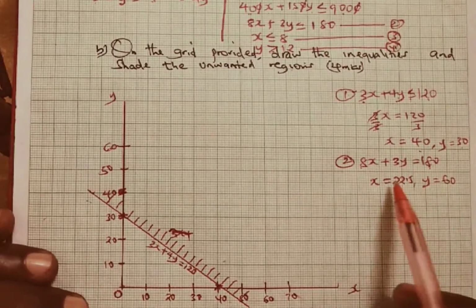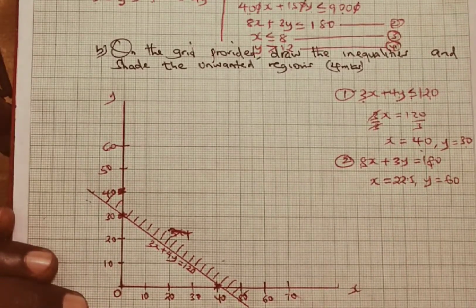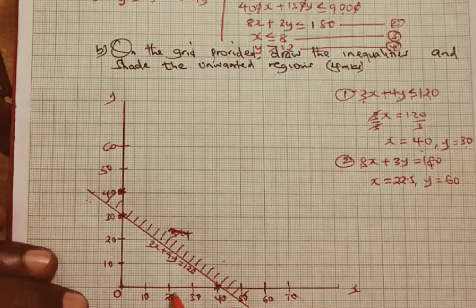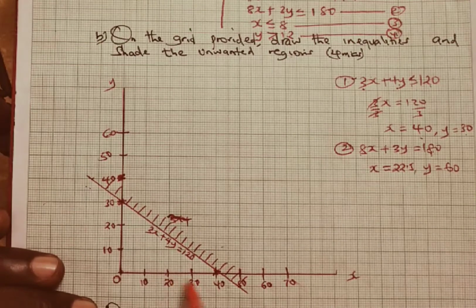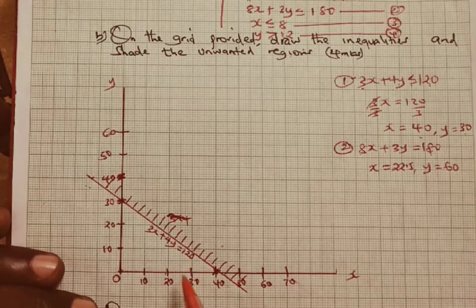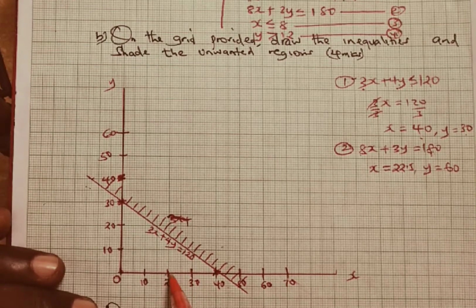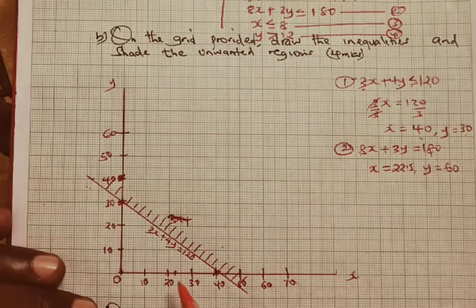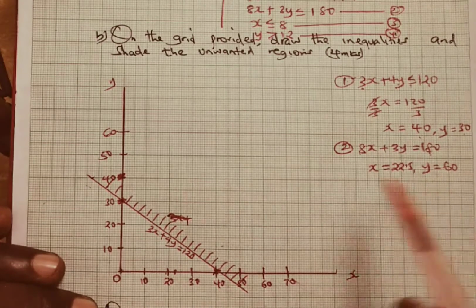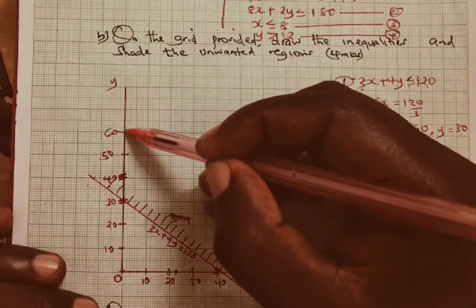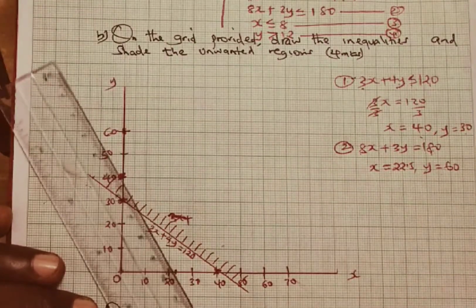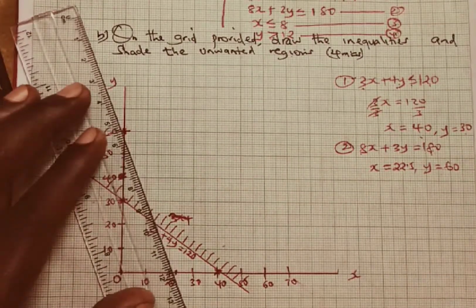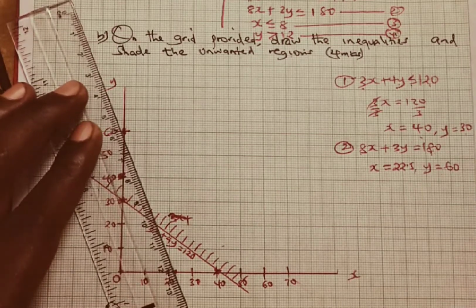So we can still come and plot the 2 points. When x is 22.5, this one is 20. And between 20 and 30, we have 10 units here. So this is 20, 21, 22. So 22.5 is here. And our y is 60. So we know our y is 60 at this point. Now we can join the 2 points without any problem. Let us join the 2 points this way.